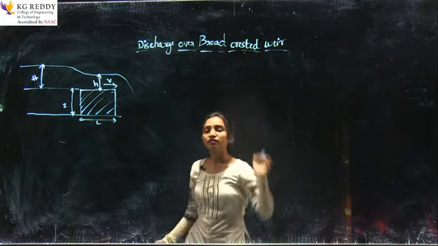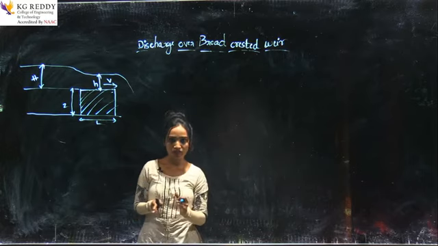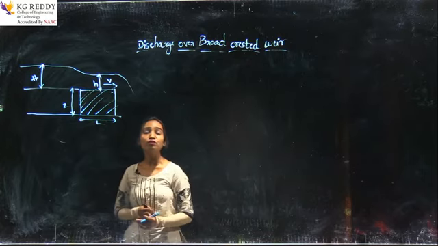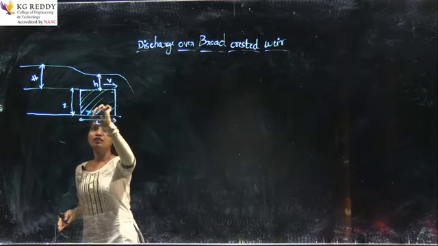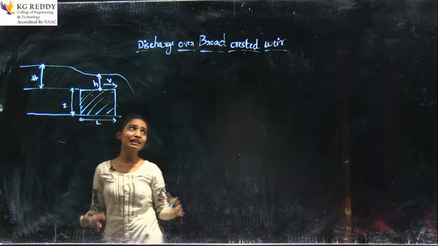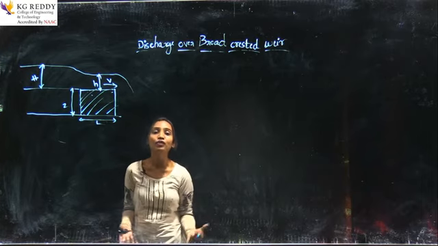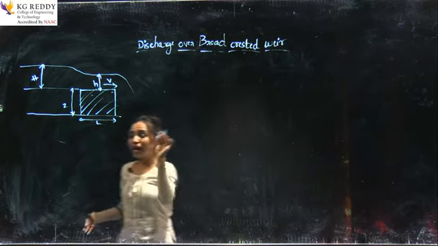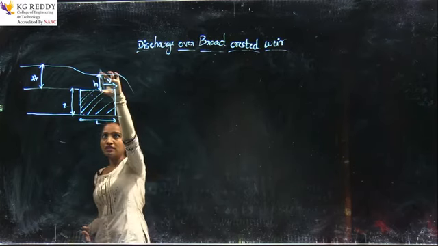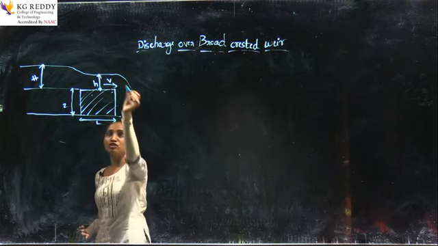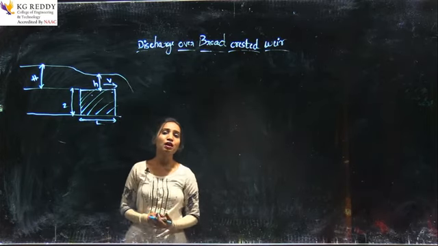Broad crested weir. Till now, in all the weirs we studied, there is a crest. Can you find in the figure where we were finding the crest? The crest was here. Now they are telling broad crested. The crest is there, but how is it? This is very broad. So this is the crest, and that length is L. This is the head of the water over the crest, H, and the water flows over that with the velocity V.